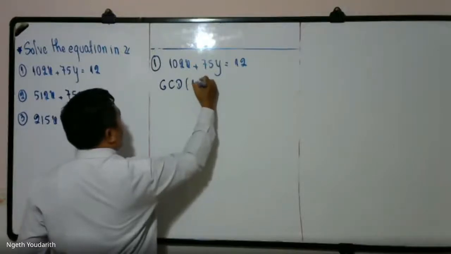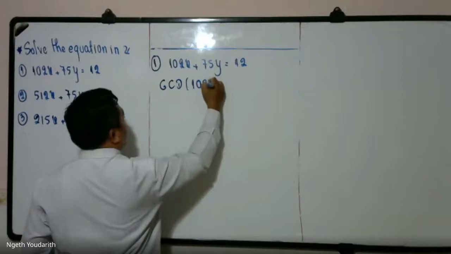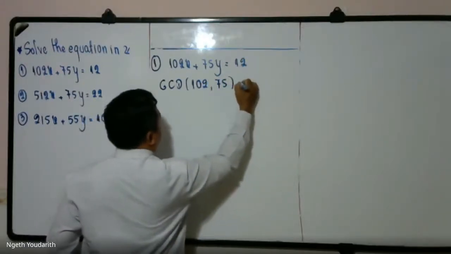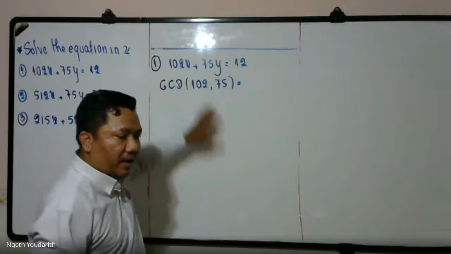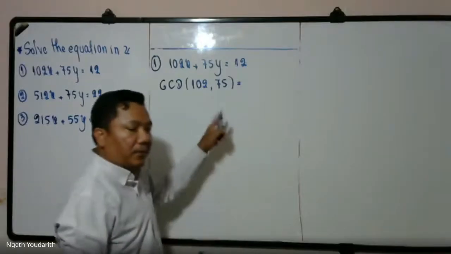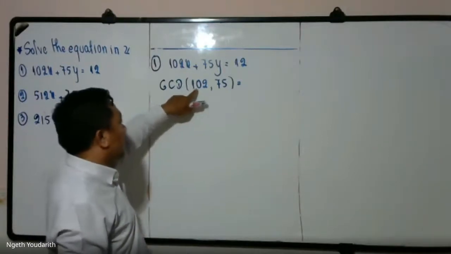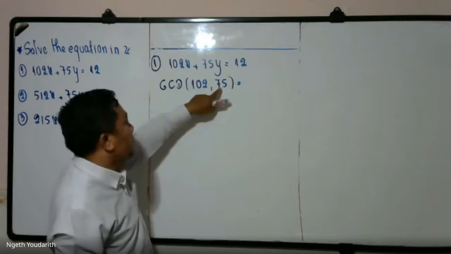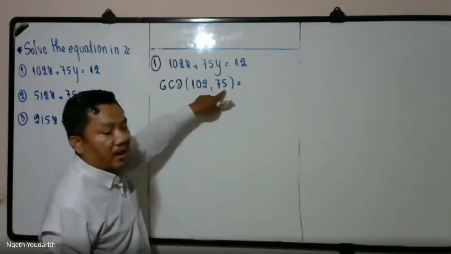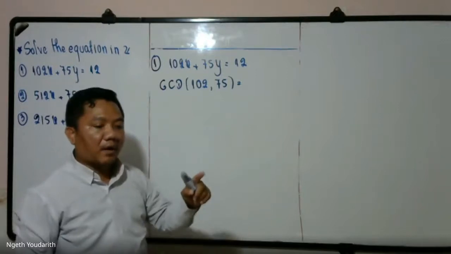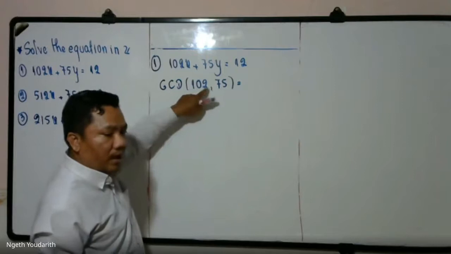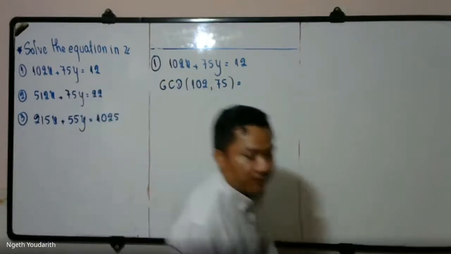The GCD of 102 and 75 is the biggest number that both can divide. It's three, because 102 can be divided by three and 75 can be divided by three. So the number three is the greatest common divisor of 102 and 75.